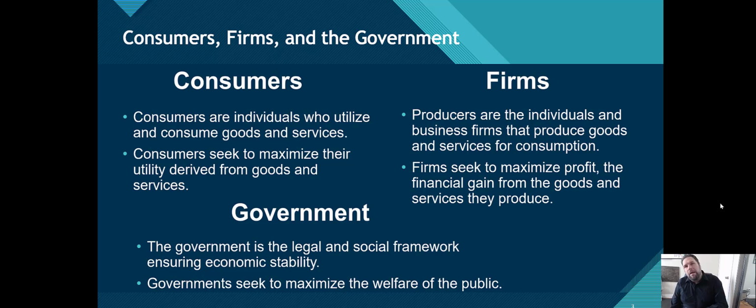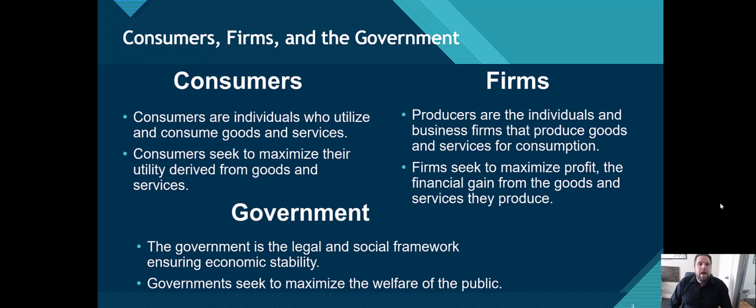Okay? On kind of the flip side of that, we have business firms. Okay? So producers. And they are the individuals that are making the goods and services that are being consumed by the consumers. They're the ones that are utilizing the resources in order to put together the goods and services that are going to be consumed. Okay, and their goal isn't necessarily to maximize utility, because in this capacity they're not trying to get and use those goods themselves, but rather they are trying to maximize the financial gain they get from the goods and services that they produce, and that financial gain is known as profit.